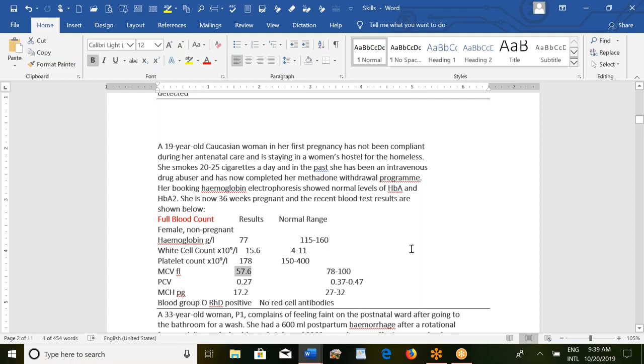That is the point. In thalassemia, I think MCV is not that much low. That's why I said that in thalassemia all blood results will be normal, but still your patient will be anemic.